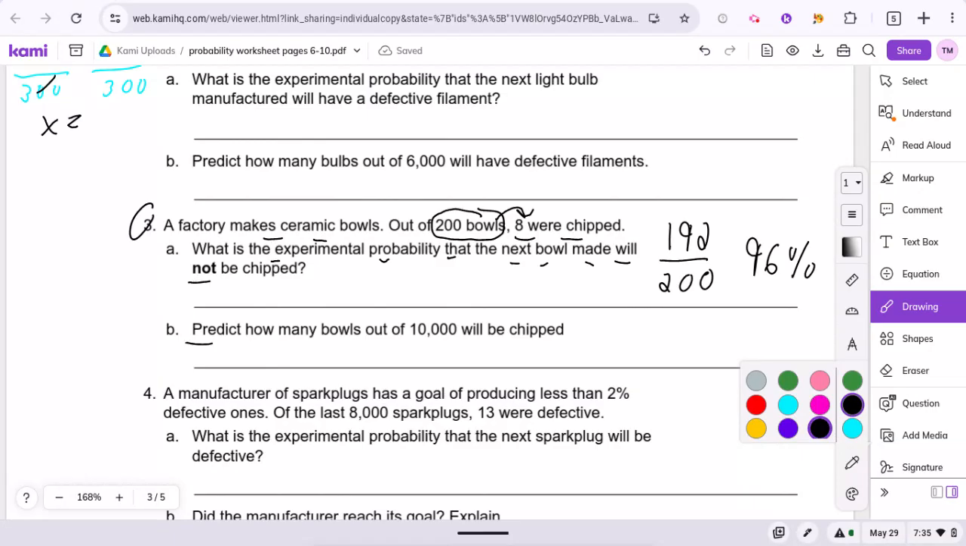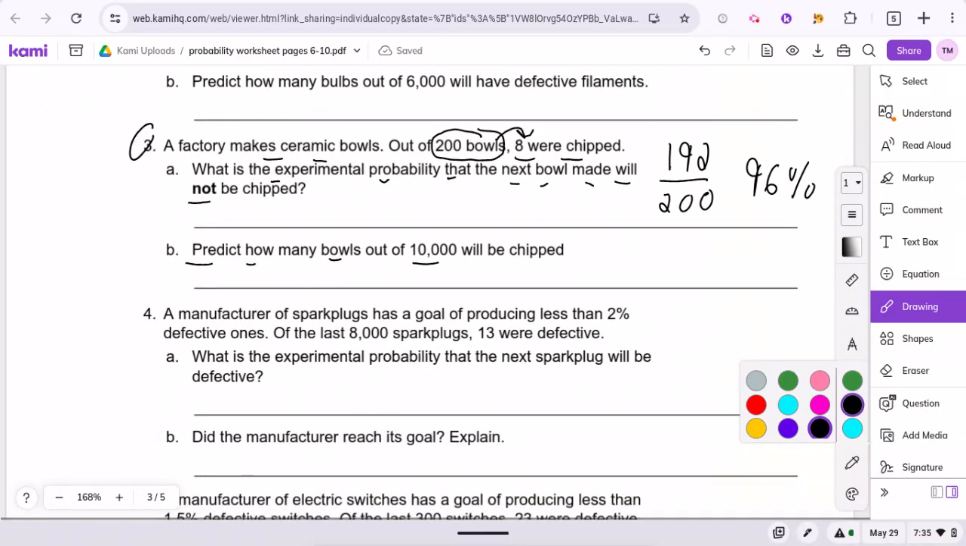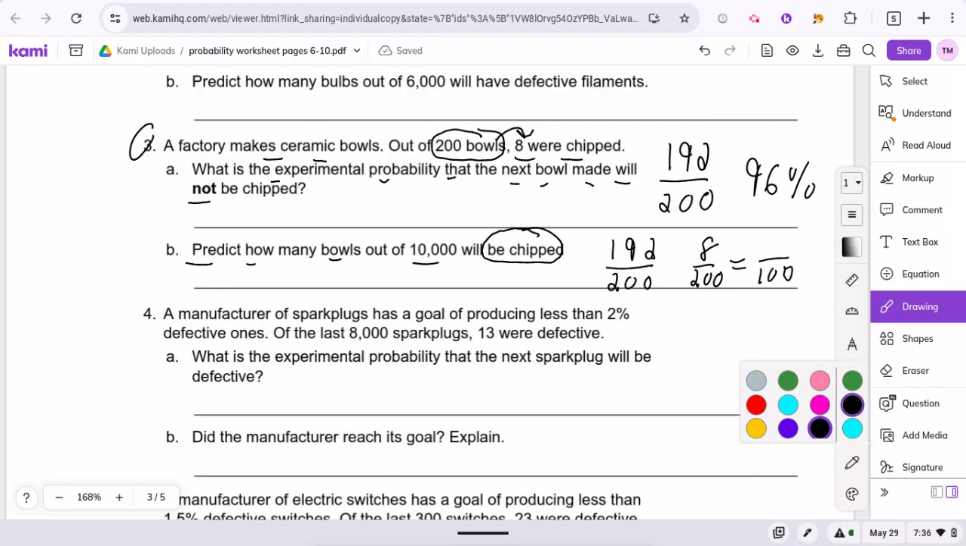And then similar to the bike brake problem, how many out of 10,000 will be chipped? So there's a shortcut for this one. I'll show you. 192 out of 200, that's how many would not be chipped. This is asking how many will be chipped. So you'd put 8 over 200 here. And then they want to know how many out of 10,000. So again, you can set up a proportion.